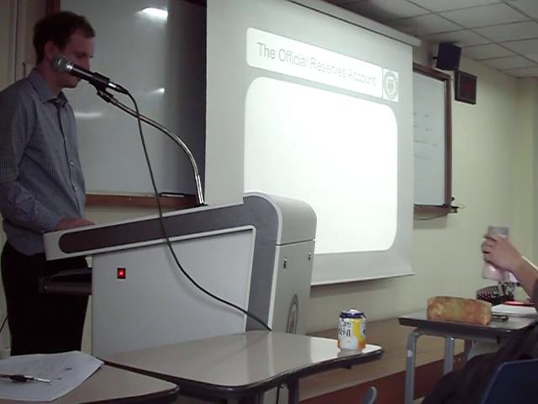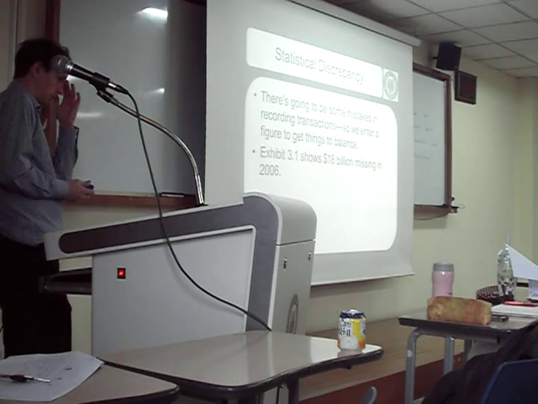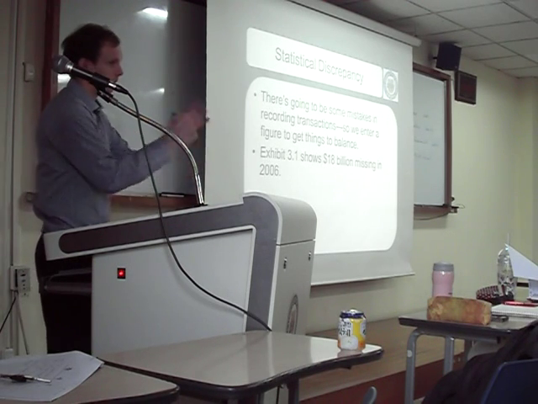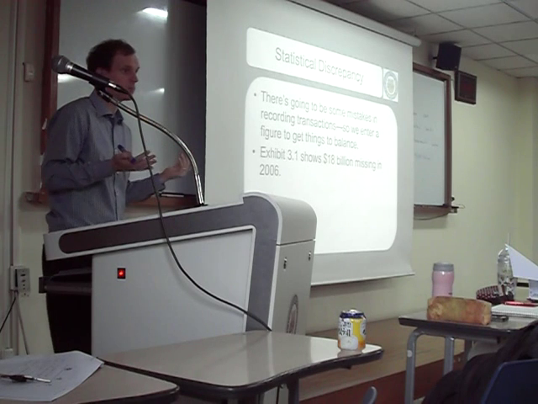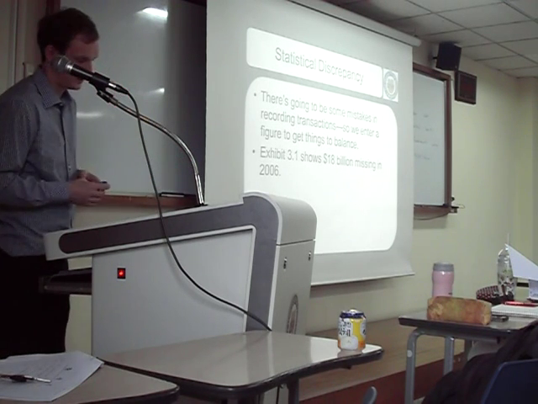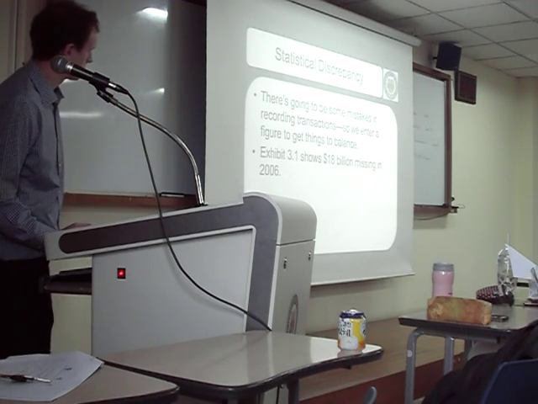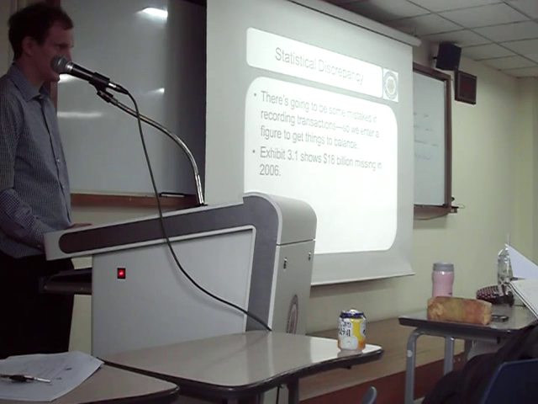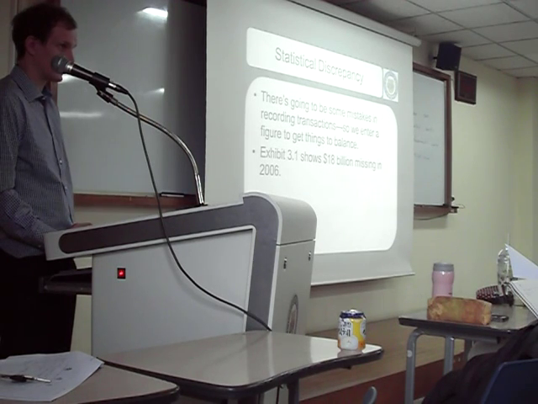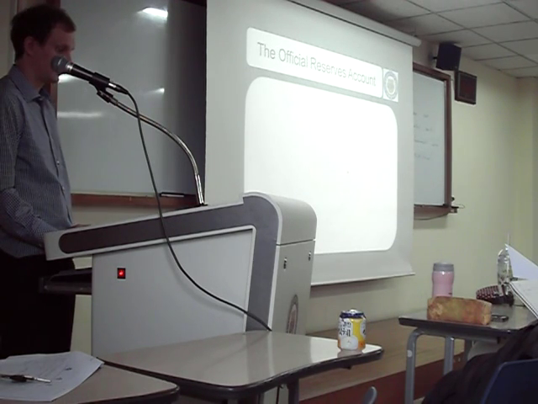Statistical discrepancy. It's a lot of data. We have to get all the data of all the goods and services around the world. So we're going to make some mistakes. There's going to be some mistakes when we're recording transactions. So we just enter a figure to get things to balance. We're going to look at an exhibit which shows $18 billion was missing.